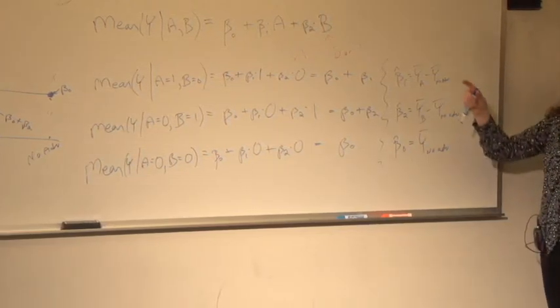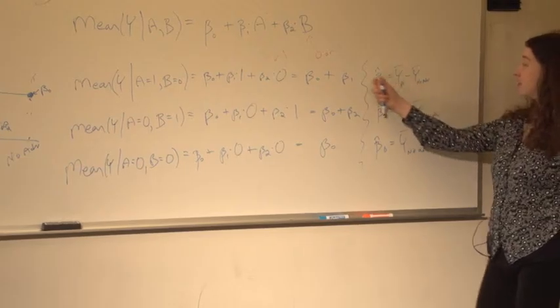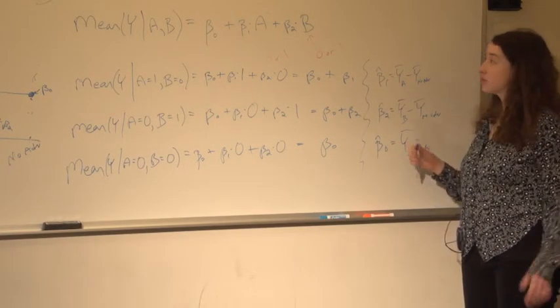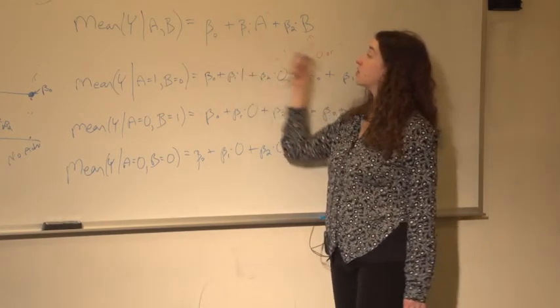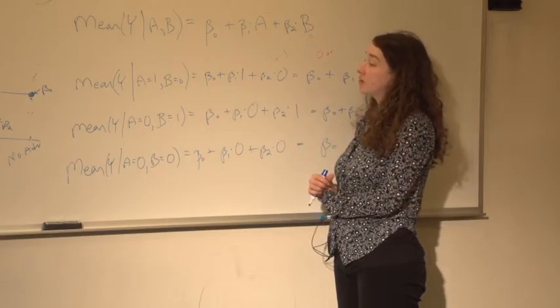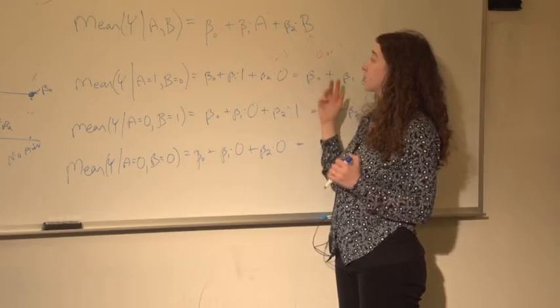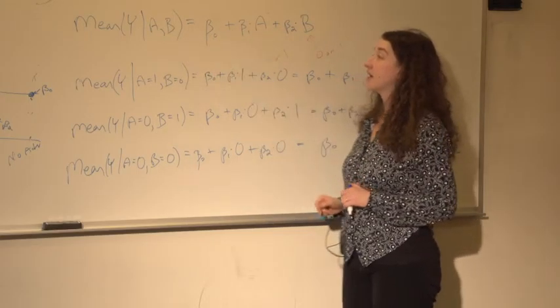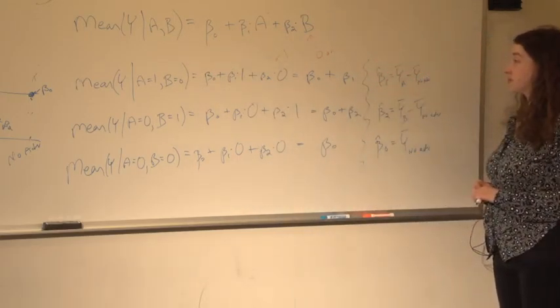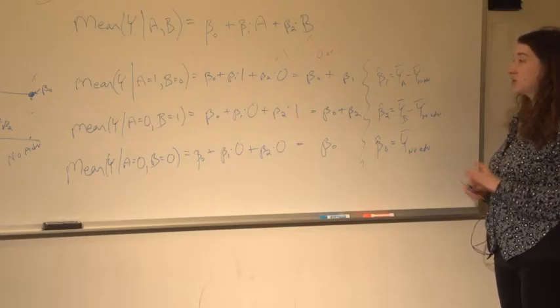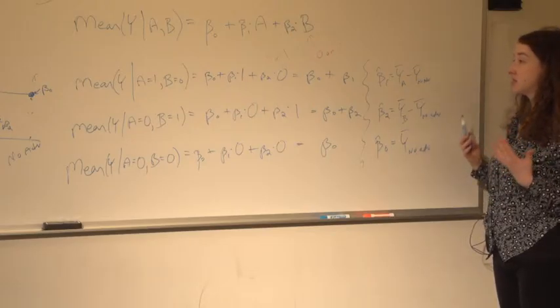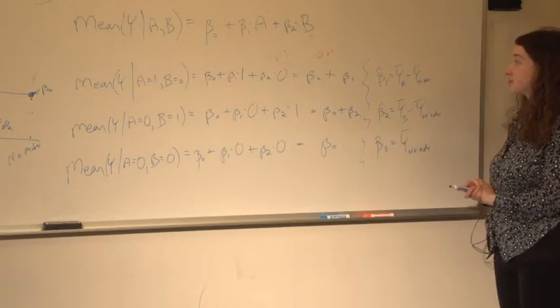So if you tell me the mean in each of these three groups, I can give you back my estimates for these three betas, and so I can give you this equation. And now if you come in and you tell me you have a new student, all I have to know is whether she's in group A and whether she's in group B, plug in those values, and I can predict the mean. This relates to our idea of separate means models versus equal means models.